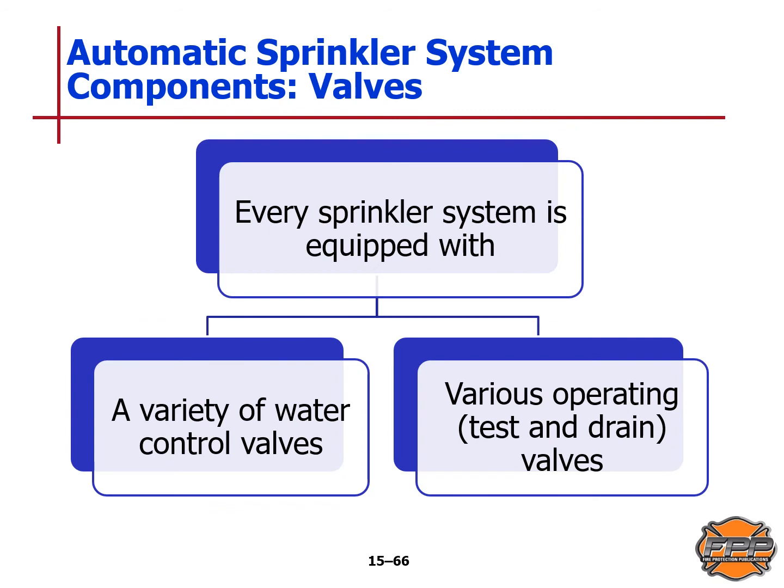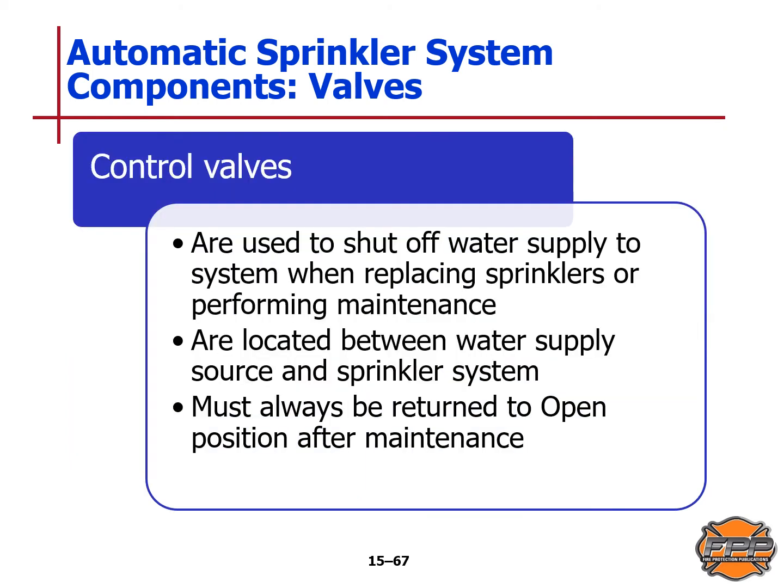Every sprinkler system is equipped with a variety of water control valves, and various operating, test, and drain valves. Control valves are used to shut off the water supply to a system when replacing sprinklers or performing maintenance. They are located between the water supply source and the sprinkler system. They must always be returned to the open position after maintenance.